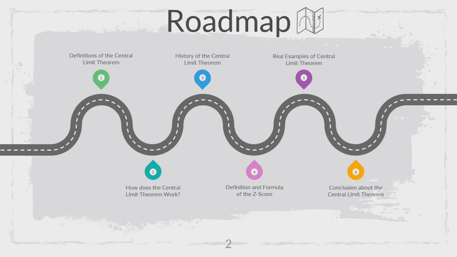First of all, let me just show you the outline roadmap we are going through. We will be covering these 6 key points: the definitions of the Central Limit Theorem, how does the Central Limit Theorem work, history of the Central Limit Theorem, the definition and formula of the z-score, real examples of Central Limit Theorem, and conclusion about the Central Limit Theorem. Now let's jump into the explanation.